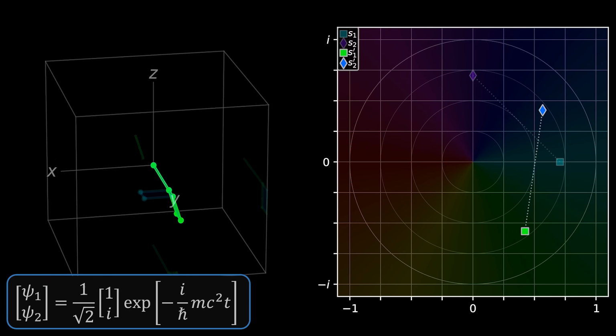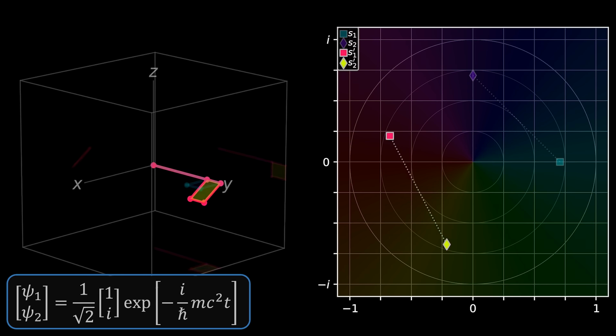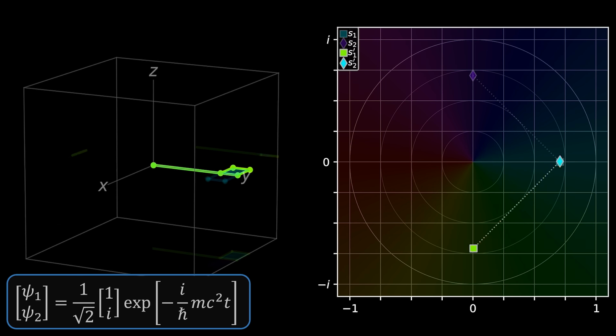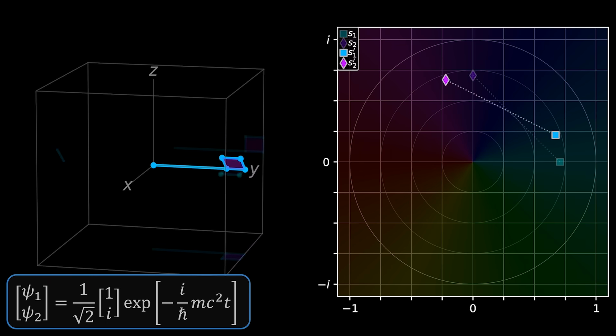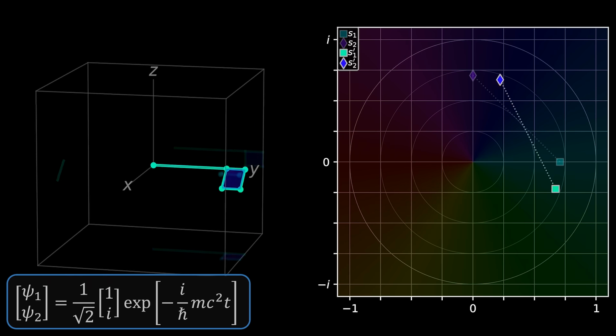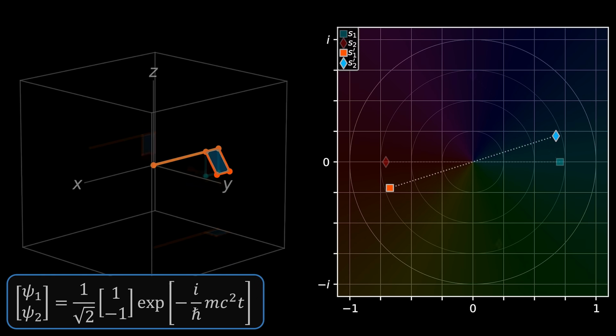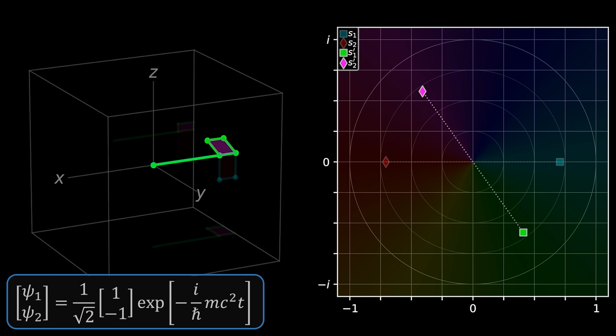And so the flag is rotated 90 degrees relative to what it was before. So in light of this, what do you think the state 1 over root 2, 1, negative 1 would look like? In that state, the 1 and the negative 1 have a 180-degree phase difference. And sure enough, the flag points oppositely as the 1, 1 state.